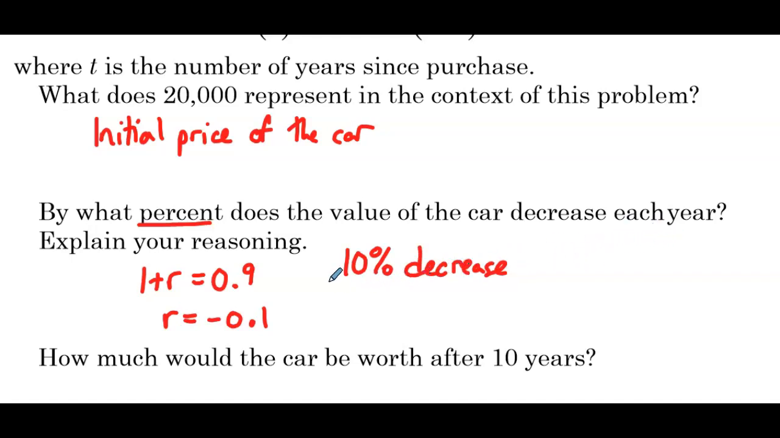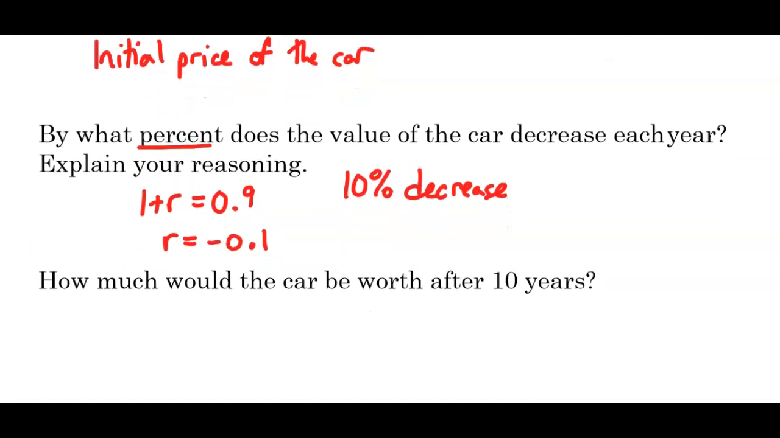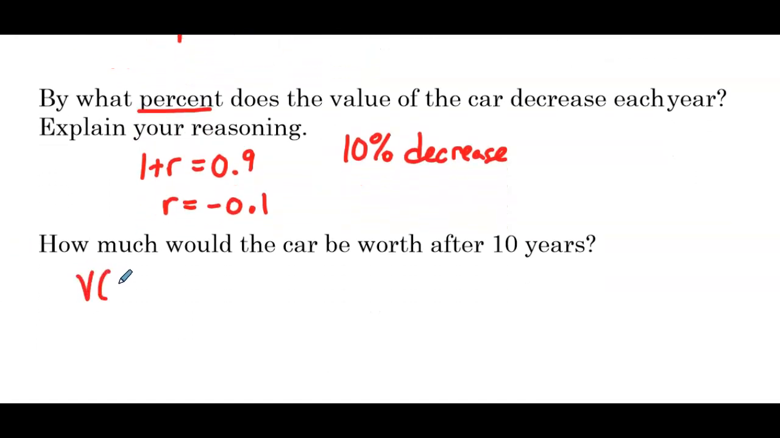And what's our reasoning? Well, the base was less than 1, so that's how we knew it was decrease. And to figure out the rate, we set 1 plus r equal to the 0.9, and we solved. How much would the car be worth after 10 years? So we're looking to evaluate V of 10, which is 20,000 times 0.9 to the 10th.